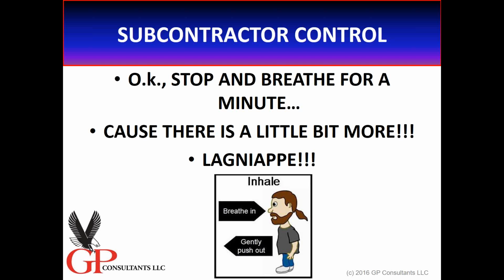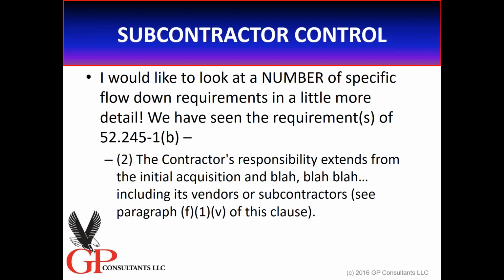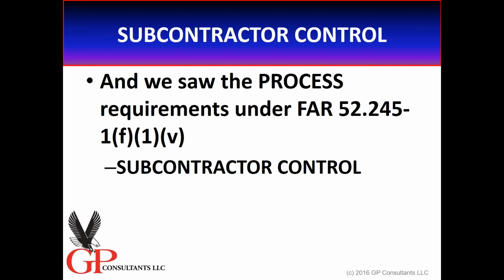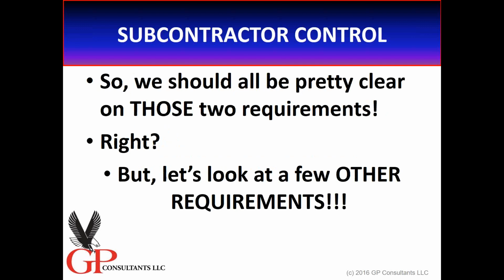You all should know what LANIA is, just something a little bit extra. I just got a few minutes to do this, right? I want to show you some other clauses, some other requirements. So we saw the government property clause, right? We looked at paragraph B2. We saw the requirement that you have to put in the requirements of that clause. We saw that under paragraph F, we have a process and outcome called subcontractor control. So we should all be pretty clear on those requirements.